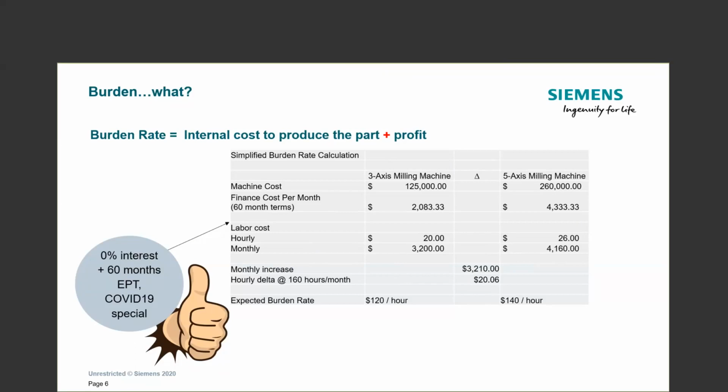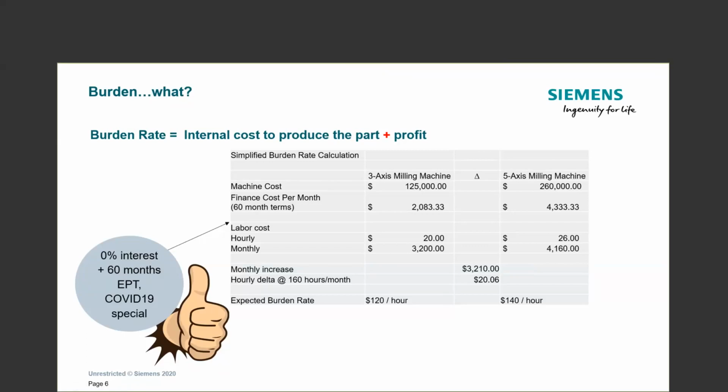So enter our simplified burden rate calculation sheet over here. I promise you guys, this is not going to be a PowerPoint heavy presentation, but there is going to be some Excel spreadsheet cutouts in here. I can tell you there was a lot of number crunching in the background in order to get the result that we're about to explore. So what we see here in our simplified burden rate calculation sheet is a column for the 3-axis milling machine and a column for the 5-axis milling machine.